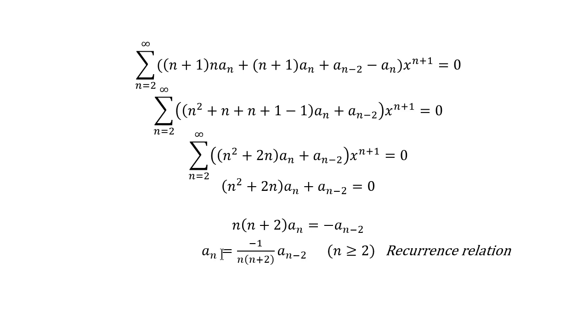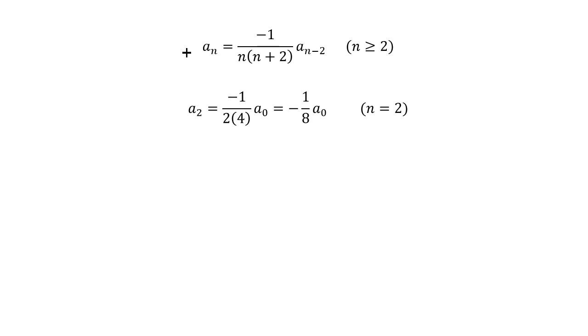Solving this for the higher index, you get this recurrence relation. This is called a recurrence relation because you can keep plugging in values to get the next one. So let me show you how this thing works. So let's say we have this. We can plug in n equals 2.